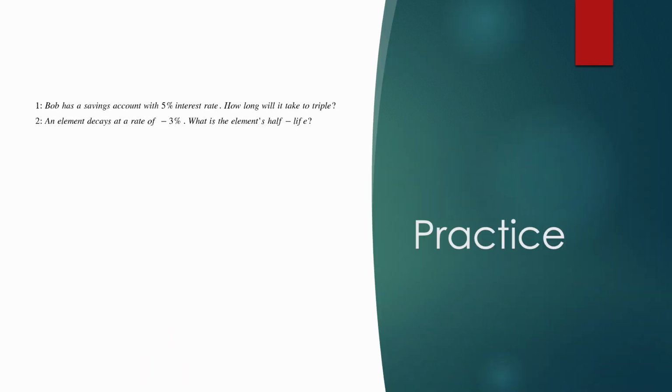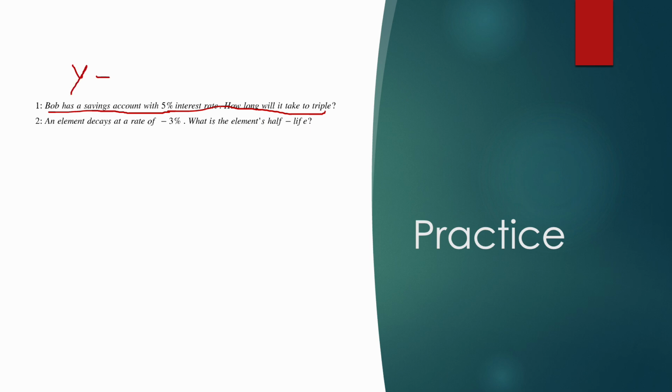So let's just go through some examples. Start with number 1. Bob has a savings account with 5% interest rate. How long will it take to triple? So just go through this one. Little hint before you guys start.